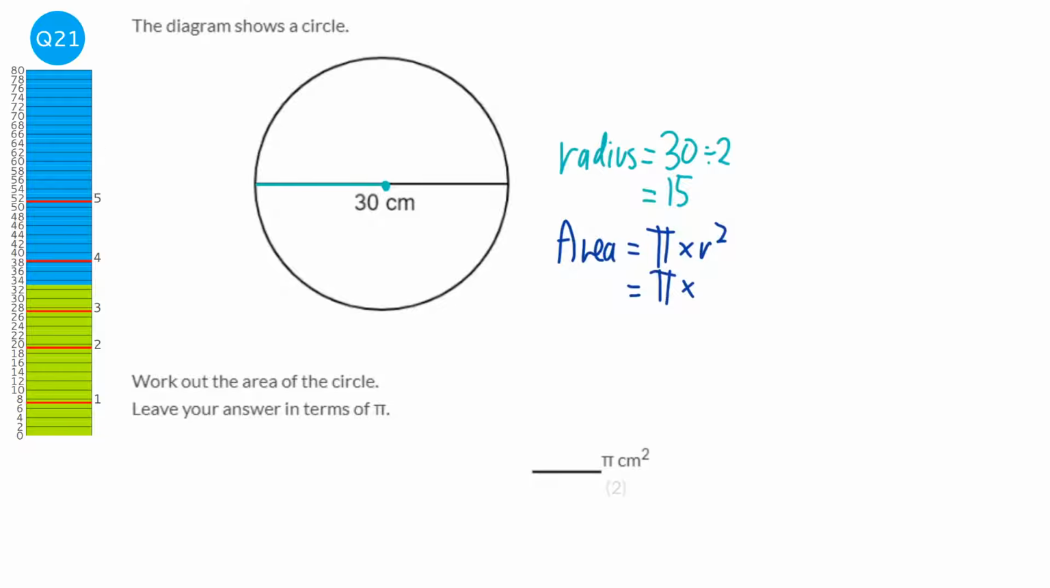If we know the radius is 15, it will be 15 squared. 15 squared is 225. And the way we write this is we put the number first and then we just put pi after it when it asks us to leave it in terms of pi. So it'd be 225 pi. Now the reason why we would do this is if we want to keep all the precision, we can do it in terms of pi so we don't have to round it.